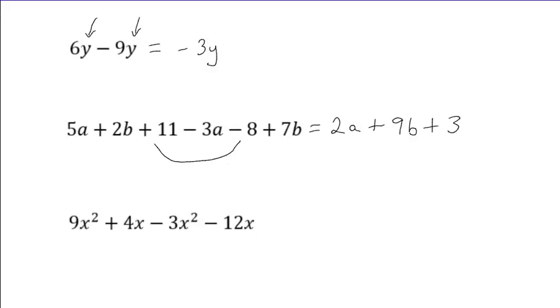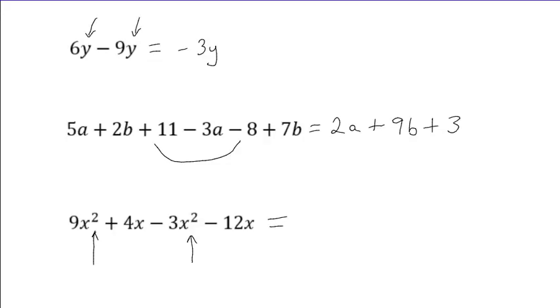My reason for the last example is just to remind you that the variable parts have to be exactly the same. And I know that you probably noticed that all the terms in this last example have the variable x, but notice that the 9 has an x squared, and this minus 3 is an x squared. Those are different than the 4x and the 12x. So you do not combine just anything with an x.